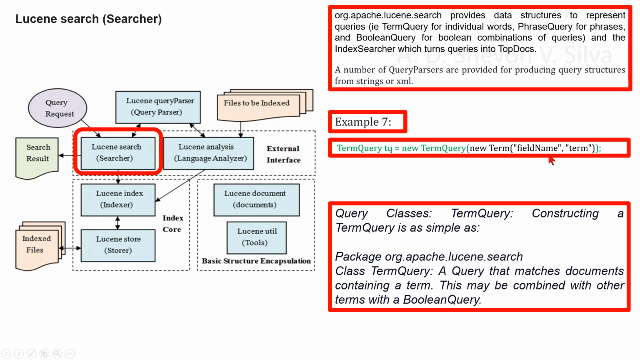Thus, the term query identifies and scores all documents that have the field with the specified string in it. Constructing a term query is as simple as this. In this example, the query identifies all documents that have the field named field name and containing the word term. There are other query classes: Boolean query, pointer query, fuzzy query.